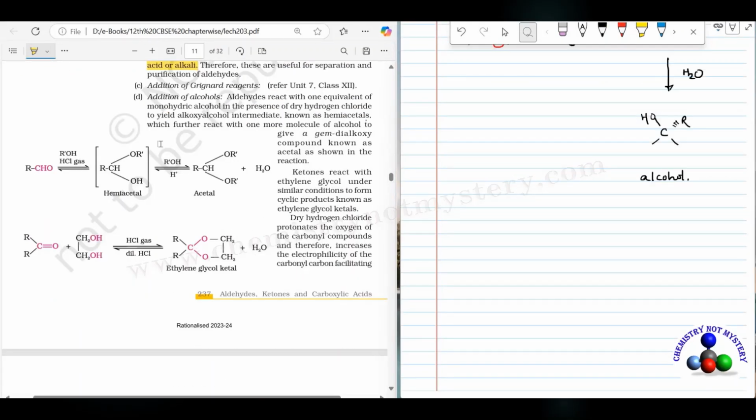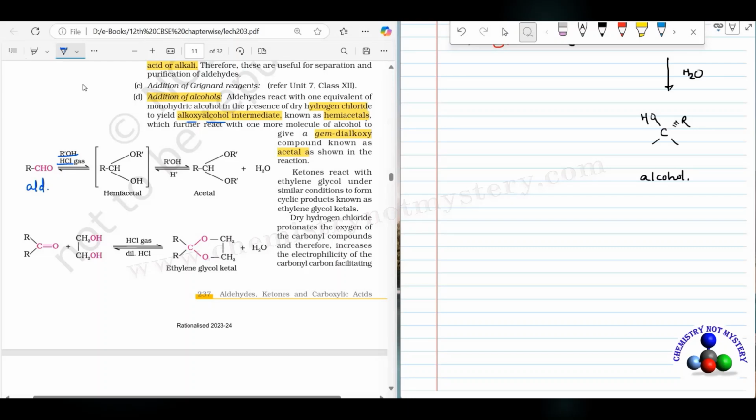Now come to the addition of alcohol. Aldehyde reacts with one equivalent of monohydric alcohol in presence of dry hydrogen chloride to yield an alkoxy alcohol intermediate known as hemiacetal, which further reacts with one more molecule of alcohol to give a gem dialkoxy compound known as acetal, as shown in the reaction. Here this is aldehyde, when it reacts with alcohol in presence of HCl gas, this alkoxy alcohol intermediate is formed. This is called alkoxy alcohol.